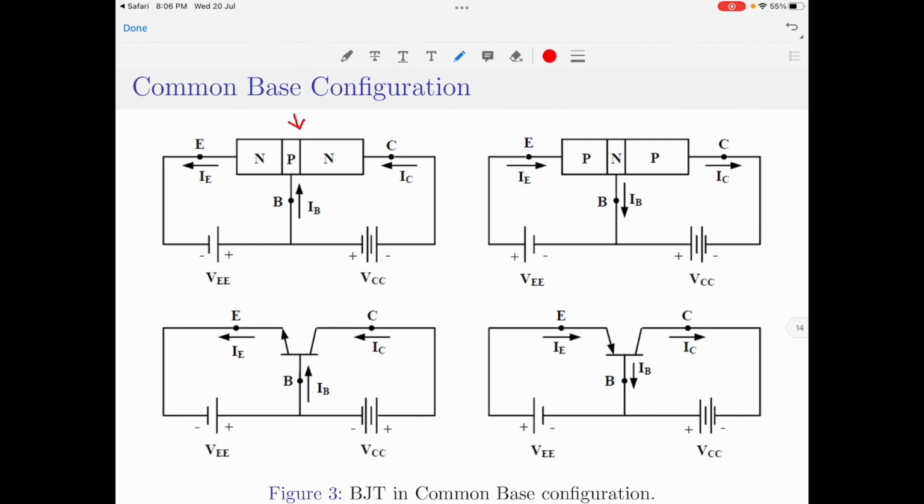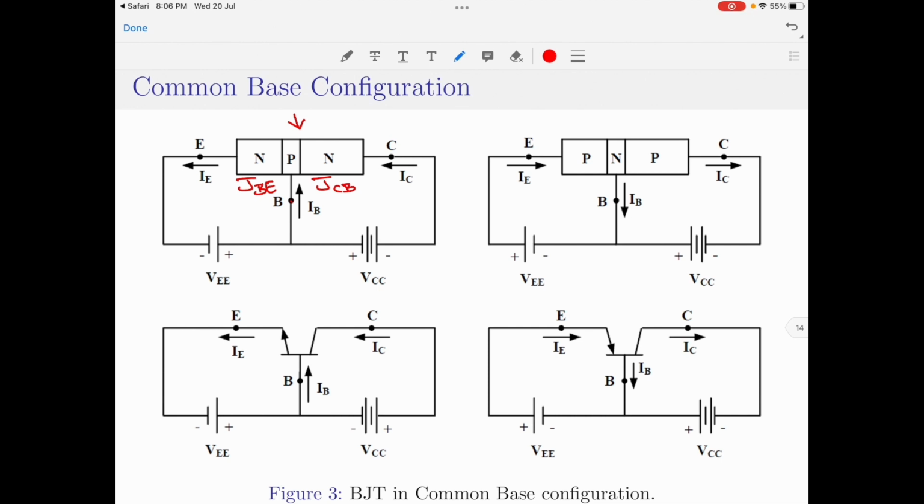As I previously said, it is all about forward biasing or reverse biasing the junctions. Let me mark the junctions very quickly here. The junction that is formed between the base and emitter is called the base to emitter junction. So, let me call it JBE. And the junction that is formed between collector and base is called the collector to base junction, or simply JCB.